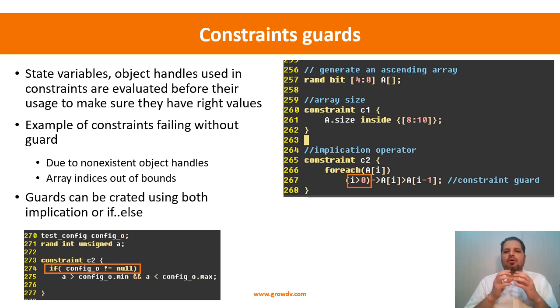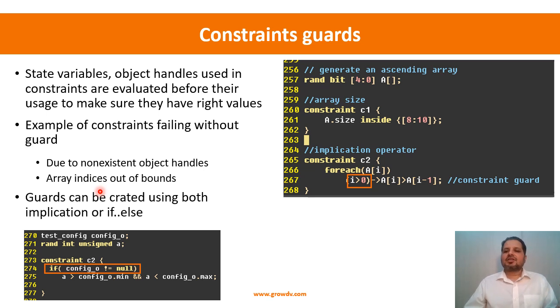Okay, so the state variables used in the object, when you are doing the process of randomization, get evaluated before their usage in the constraints to make sure that they have the right values. And we have to make sure that those state variables have the right value so that the constraints don't fail.